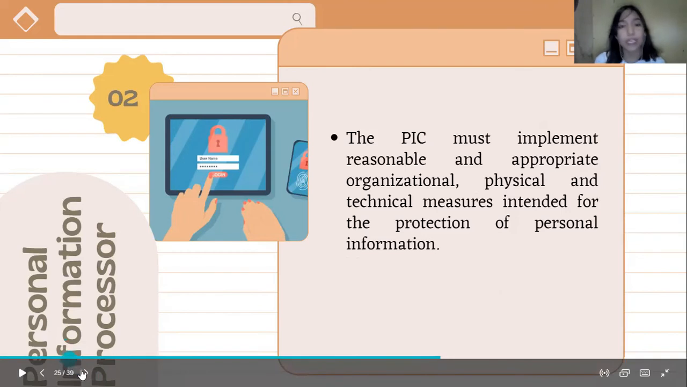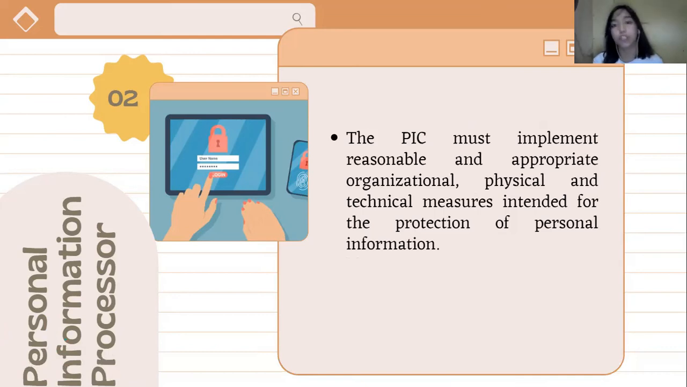The last role of the PIC is that it must implement reasonable and appropriate organizational, physical, and technical measures intended for the protection of personal information. So the PIC conforms to the legal rights, and it also has the right to implement rules and regulations as to whether, where, when, and how the data will be used. This includes the technical measures to protect the individual or organization. So those are the 6 roles of the PIC, or the obligations of the personal information controller.